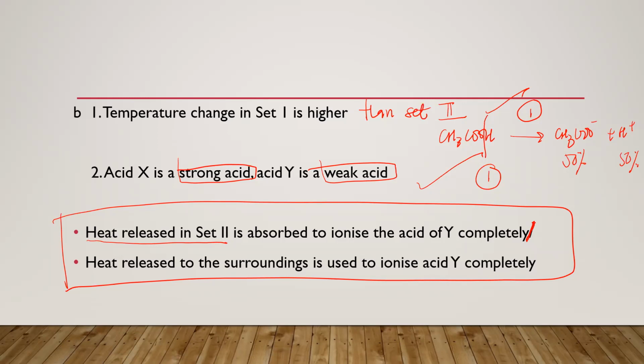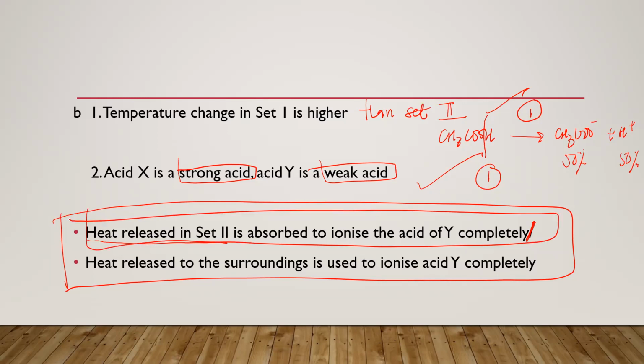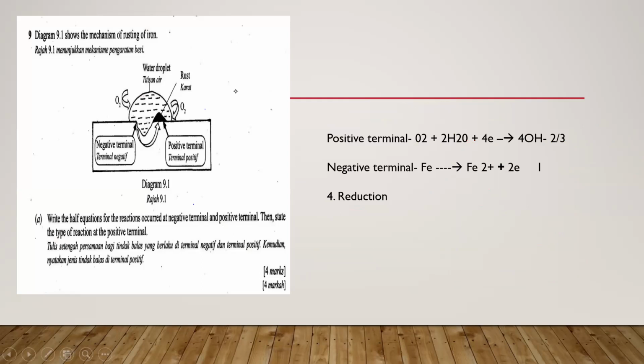If you think, teacher, I still don't understand what you're saying, it's okay. Memorize this sentence: the heat release in a weak acid is always used to absorb and to ionize the acid Y completely. You can also use the second sentence: heat that is released to the surrounding, I take it back again, I use it again to ionize acid Y completely. So that is for question 7 and question 8. I hope it helped you.